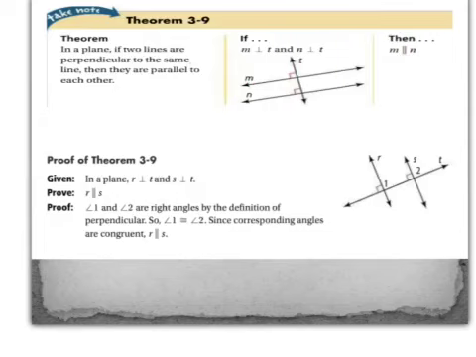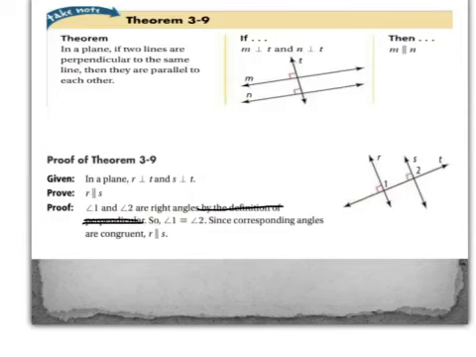Now you can see a proof of this here. We have a slightly different picture. R and S are both perpendicular to T. That's given. We want to prove that R is parallel to S, obviously not using this theorem. So, like I said before, angle 1 and angle 2 are right angles by the definition of perpendicular. So you would say perpendicular lines form right angles. Just fix this little bit from the textbook. Angle 1 and angle 2 are right angles.